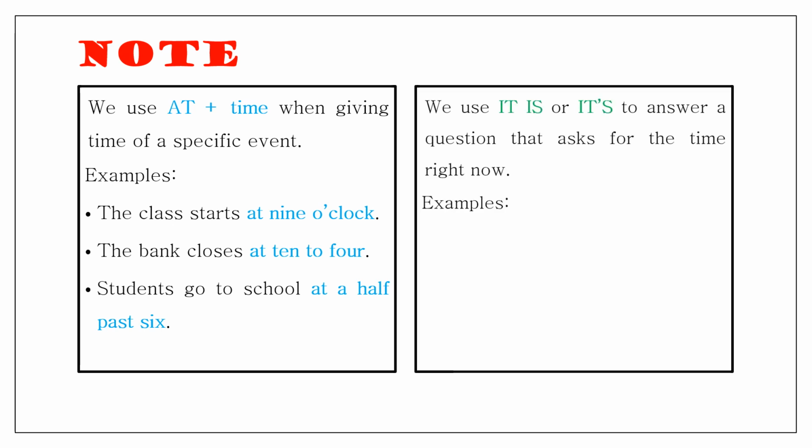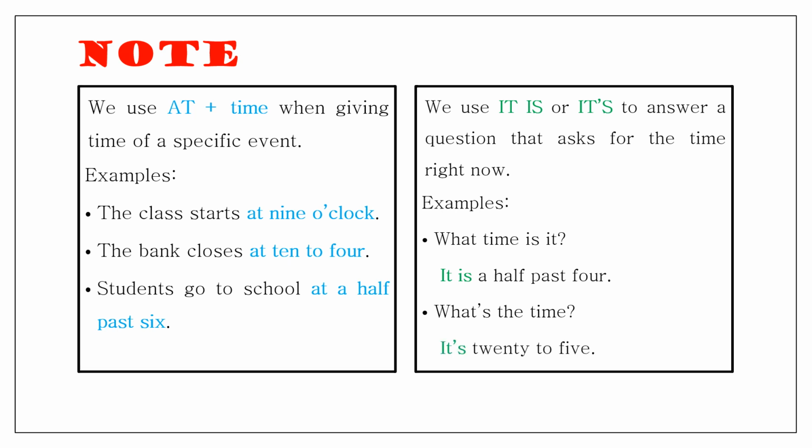While we use it is or it's to answer a question that asks for the time right now. Examples: what time is it? It is 4:30. What's the time? It's 20 to 5.